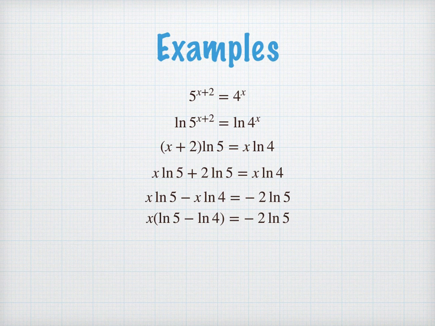Well, now to solve for x, we just divide both sides by what it's being multiplied by. So we divide both sides by natural log 5 minus natural log 4, and we'd find that x equals negative 2 natural log 5 over the quantity natural log 5 minus natural log 4. Now, our answer doesn't necessarily look pretty, but this is how we would leave our answer.